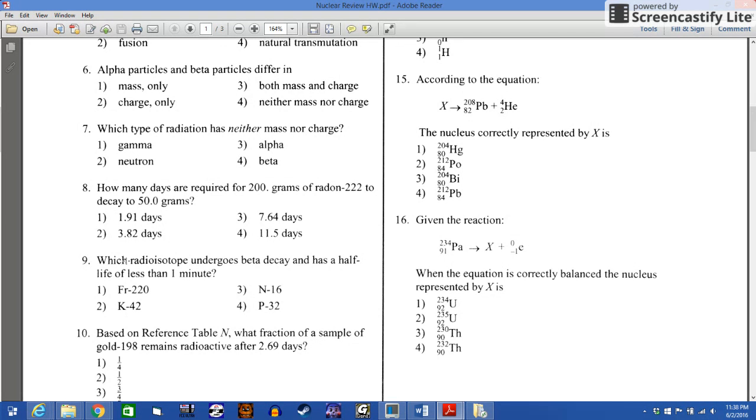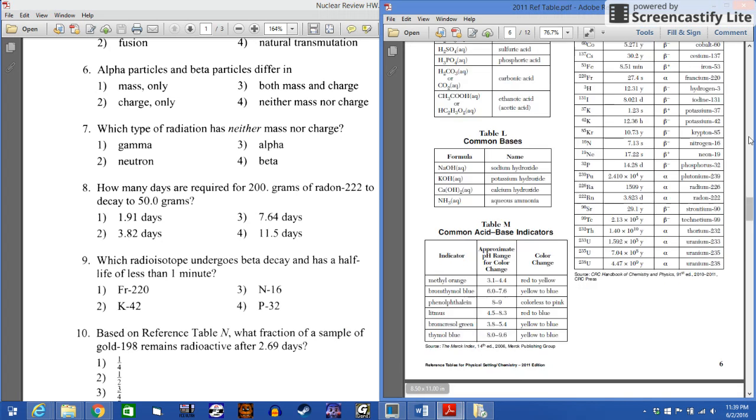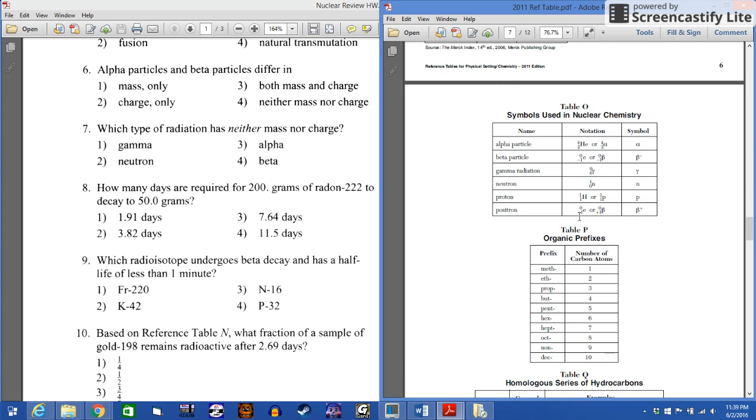Number 7, which type of radiation has neither mass nor charge? Neutrons. We've been talking about that forever. Okay, neutrons have no charge. Oh, neither mass nor charge. Huh. Got totally blown up there. Sorry about that. It is number 1, gamma. No mass, no charge. Top number 0, bottom number 0. If you don't know, you can go to Table O, and you'll see 0, 0 for the gamma.